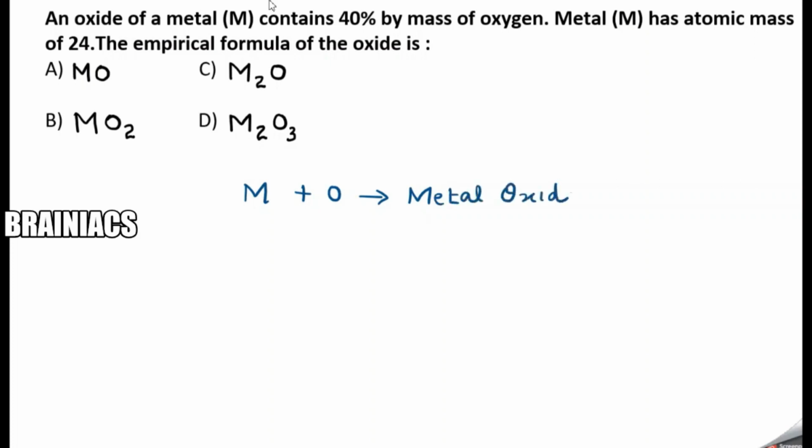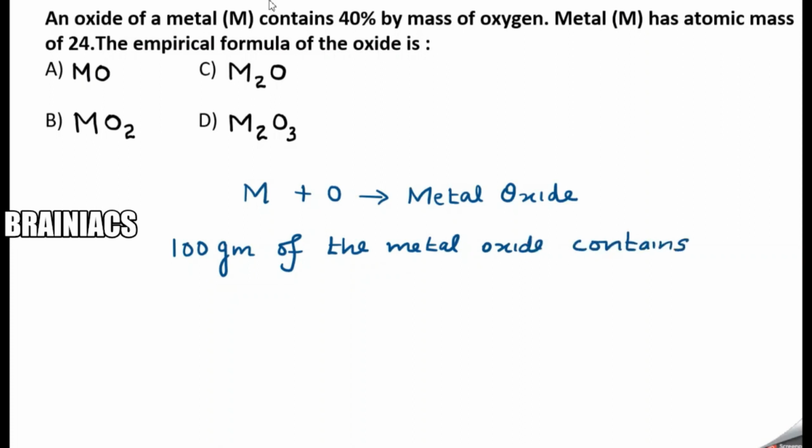Okay, so this is what I know. Now they are telling an oxide of a metal contains 40 percentage by mass of oxygen. So that means what actually? If I take 100 gram of the metal oxide, it contains 40 gram of oxygen, correct? That is the meaning of the first statement.